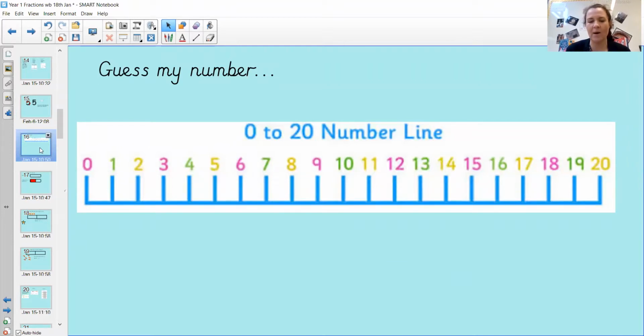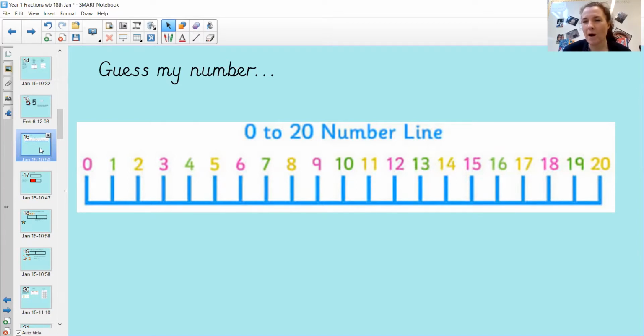So the first number I have, the first clue is it's a number that is between 10 and 20. My number is an even number. So that means my number ends in 0 or 2 or 4 or 6 or 8. I wonder if you've guessed it yet. My number is close to 20.